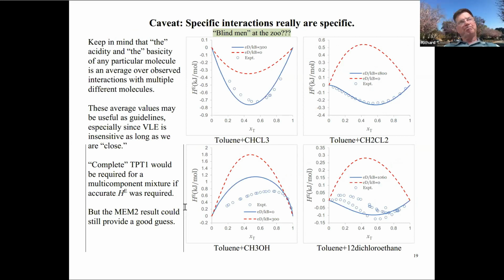One more thing I have to tell you about is a kind of caveat, and that is I've only shown you, for the most part, one molecule, let's say acetone, bonding with the other molecule. And then once I do that, I've characterized the acidity of that molecule for all time. Yeah, that's a little oversimplification. And here's an example of that.